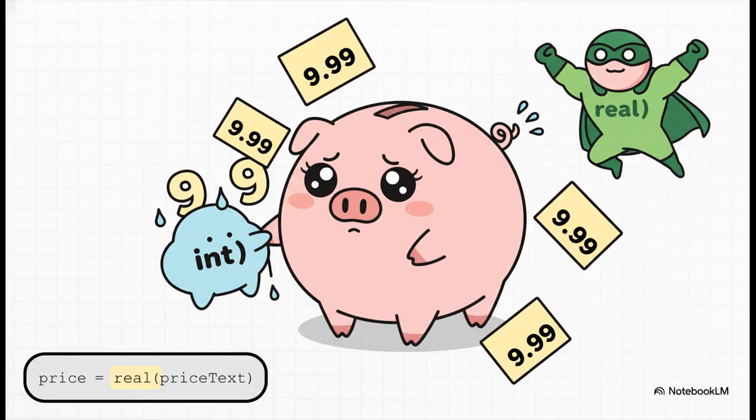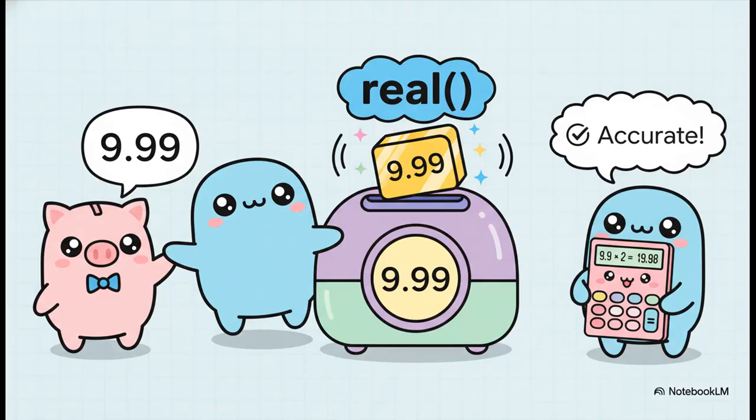But what about a different situation? Let's say you're working with money, which usually has decimals. If you used int here, it would just chop off the cents, and that's no good. That's where our next tool comes into play. And this is exactly why we have different tools. By using the real function, we're casting the user's input into a decimal number. This makes sure that if someone types in a price like $9.99, our math is going to be totally accurate. It's all about picking the right translator for the job.